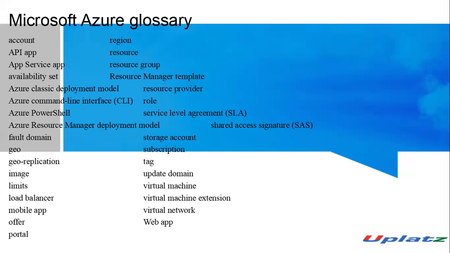Then we have availability set, a collection of virtual machines that are managed together to provide application redundancy and reliability. The use of an availability set ensures that during either a planned or unplanned maintenance event, at least one VM is available.